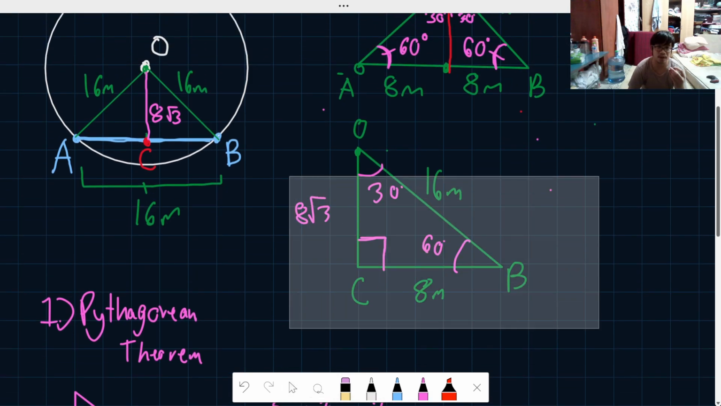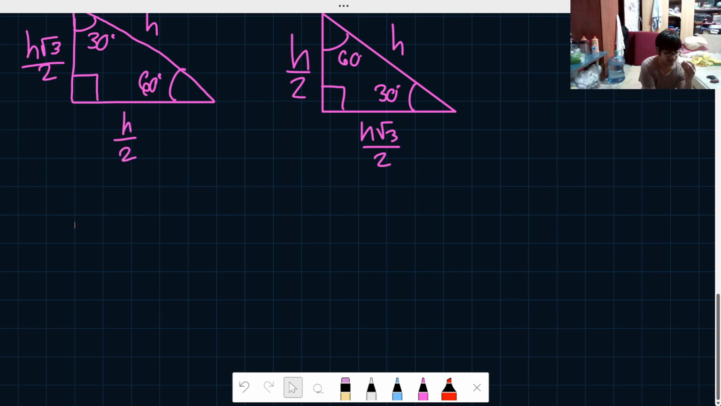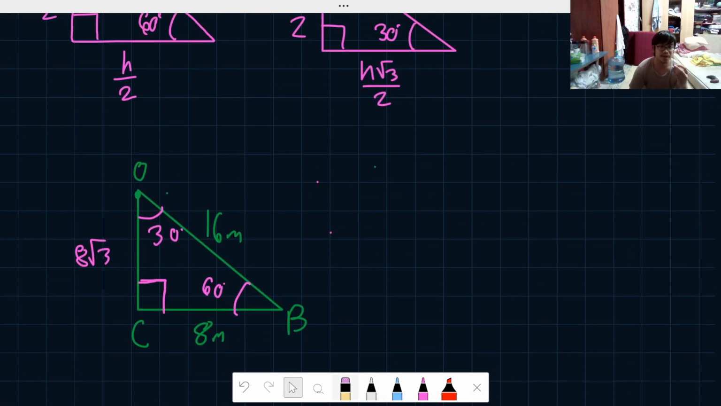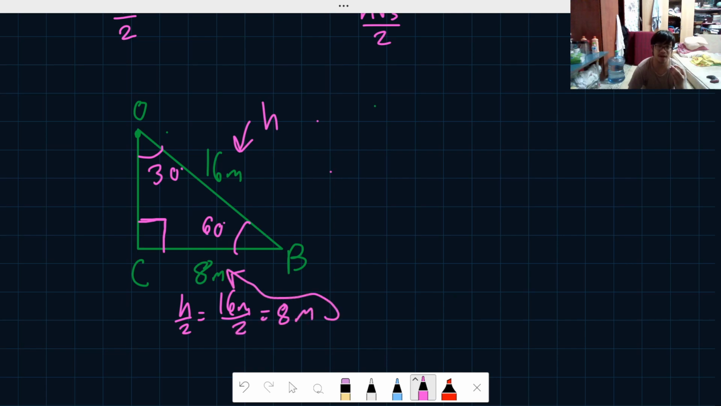I'm going to copy this one and put it here. Here we have the hypotenuse, which is 16 meters. To find the measurement of the side beside 60 degrees, all you need to do is divide it by 2. H all over 2 is 16 meters over 2, which gives us 8 meters. So it is in fact correct.